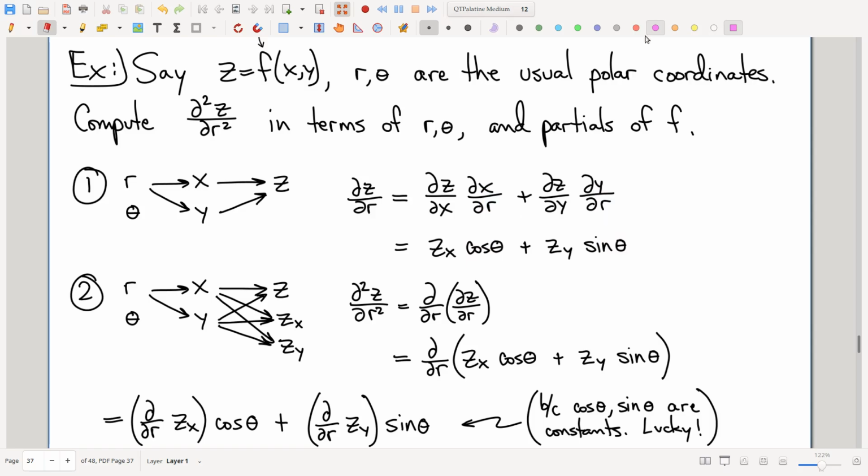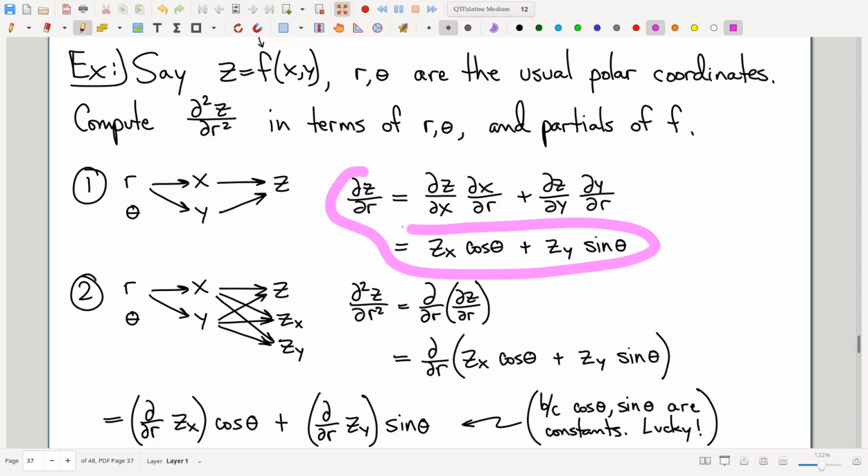Okay, so we have computed now the first partial with respect to r. And now we need to compute the r partial of that r partial to get the second partial that we're actually interested in. Yeah? Everybody with me? Don't get ahead of me, right? There's a lot to come, but that's where we're at right now.